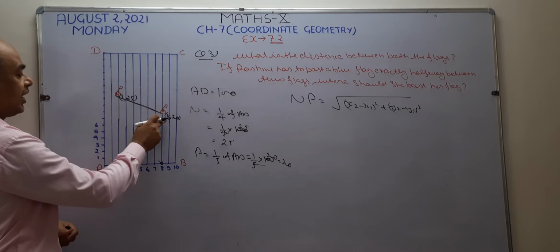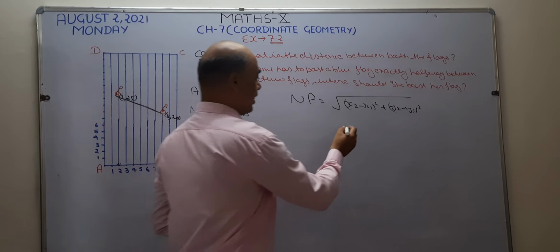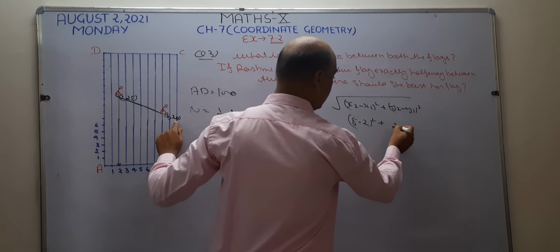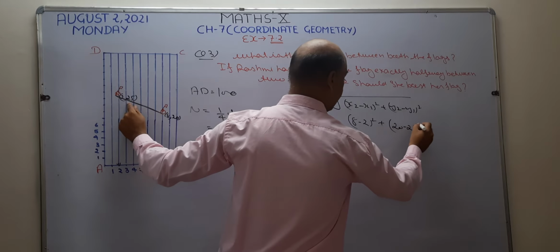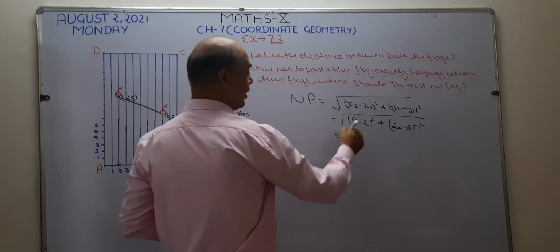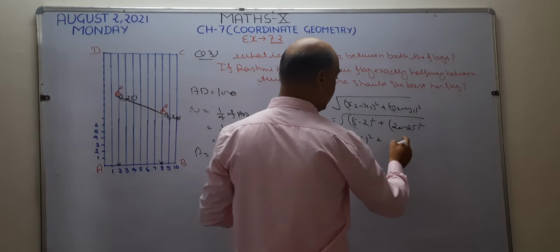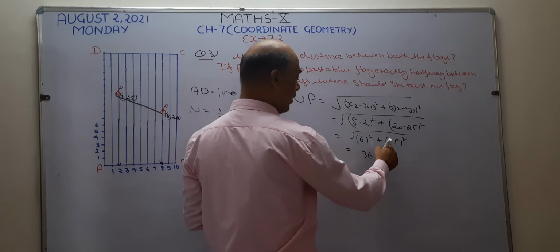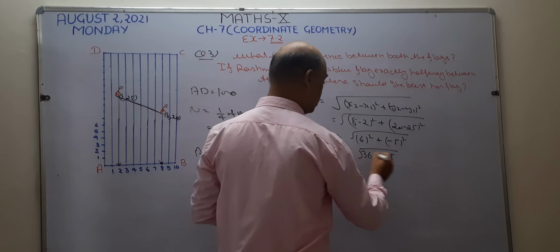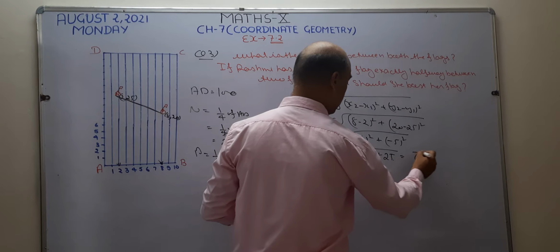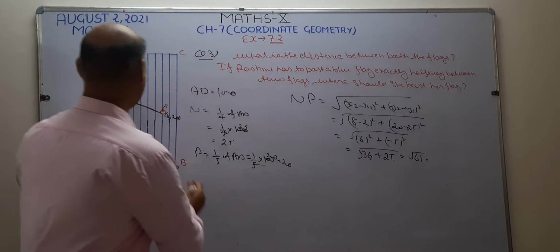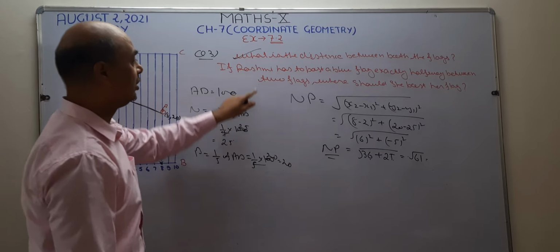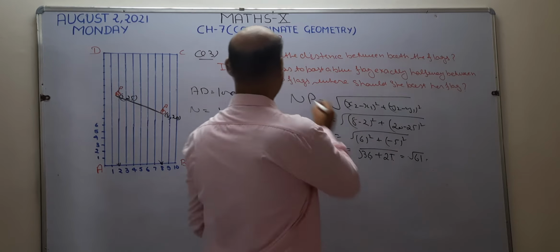Now this is your x2 and this is your x1. So this becomes 8 minus 2 and its square. What is the value of y2? 20. Right here, 20 minus 25 and its square, and the square root. Now 8 minus 2 is 6. 20 minus 25 becomes minus 5 and its square. Square of 6 is 36. Square of minus is plus. Square of 5 is 25. So this becomes 36 plus 25, which is 61. So this becomes root 61. So the distance between both the flags is going to be root 61. This is the answer of the first part.